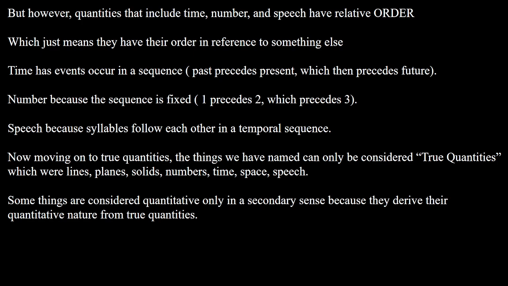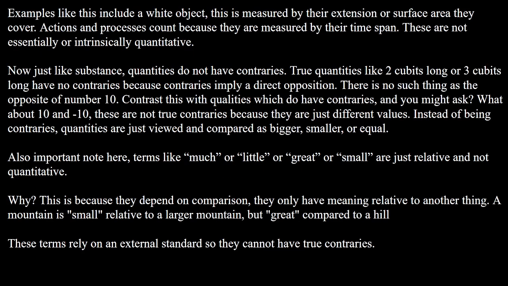Now, moving on to true quantities, the things we have named can be considered true quantities, which were lines, planes, solids, numbers, time, space, speech. Some things are considered quantitative only in a secondary sense because they derive their quantitative nature from true quantities. Examples are a white object, which is measured by the extension or surface area it covers. Actions and processes count because they are measured by their time span. These are not essentially or intrinsically quantitative, they're only called secondary, right?